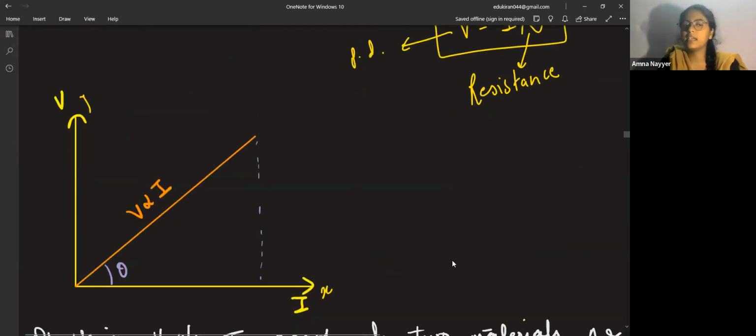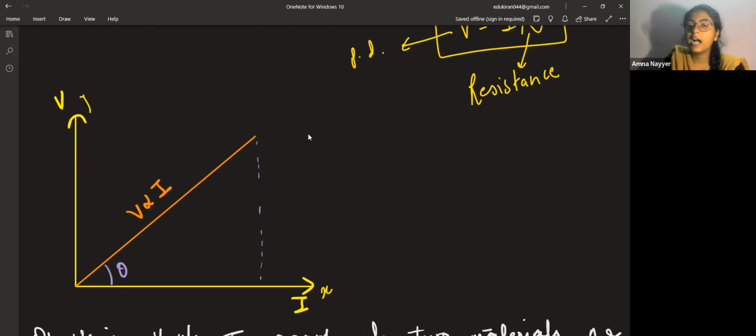Firstly, you have to understand the graph. If V is directly proportional to I, then the VI graph will be a straight line. As soon as you increase the value of V, the value of I will also increase. As you increase the value of I, the value of V will increase. So both of them are linked to each other, and these values will keep on increasing.